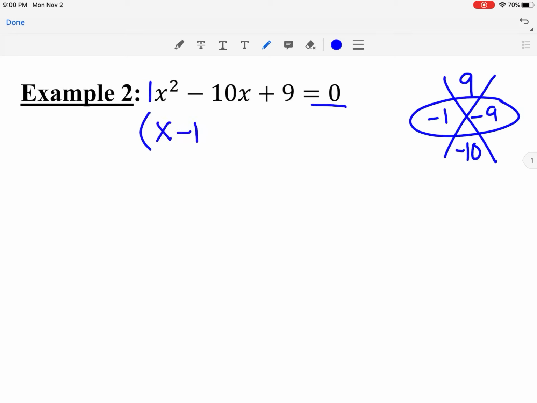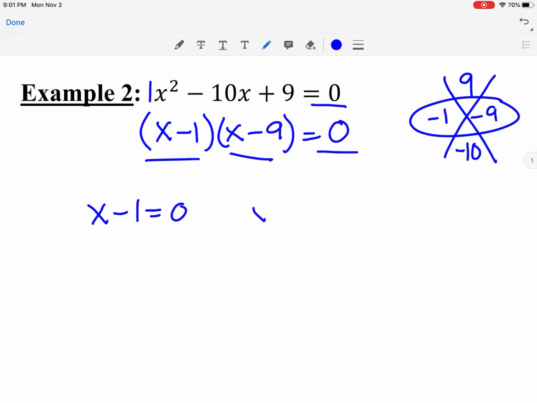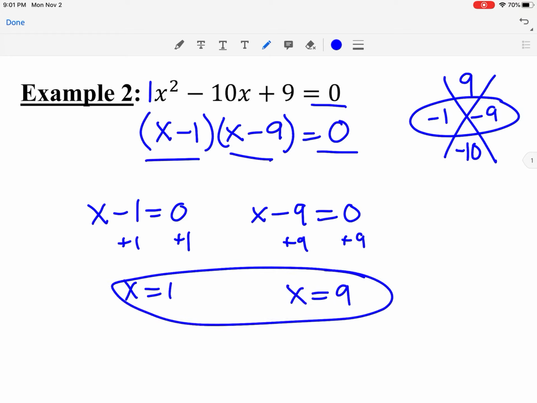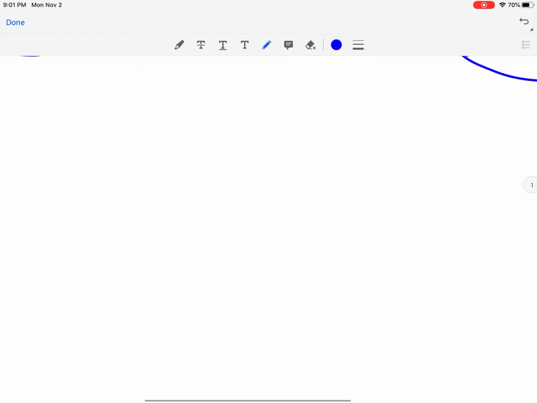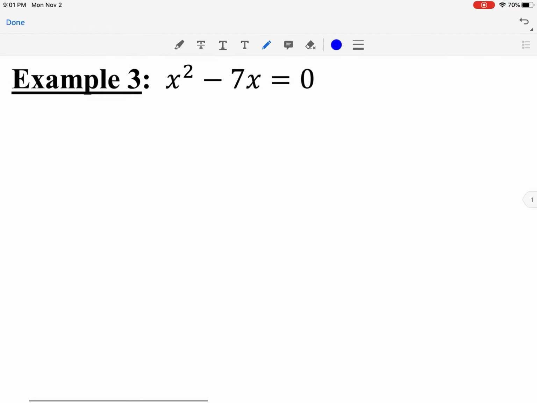So we can jump to x minus 1 because that's one of our magic numbers. And then x minus 9 because that's our other magic number. So now we're at the same spot that we started in example 1. So if this times this equals 0, then either x minus 1 equals 0 or x minus 9 equals 0. So then you just have to solve each of those and get x equals 1, solve this one, and we get x equals 9 as our two answers. Okay, go ahead and pause and try example 3.